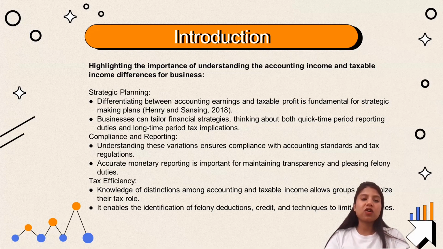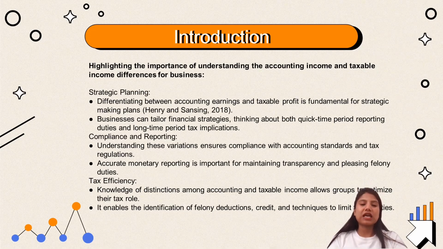In strategic planning, recognizing disparities between accounting and taxable income is crucial. This distinction informs financial strategy, aligning short term reporting with the long term tax consideration. Compliance and reporting benefit from understanding these differences, ensuring adherence to accounting standards and tax regulation, fostering transparency and meeting legal obligation. Moreover, business can enhance tax efficiency by identifying legal deduction, credit, and strategies to minimize tax liabilities.